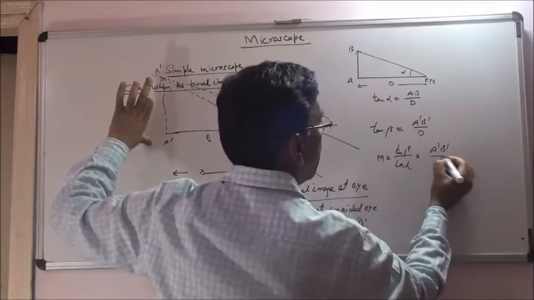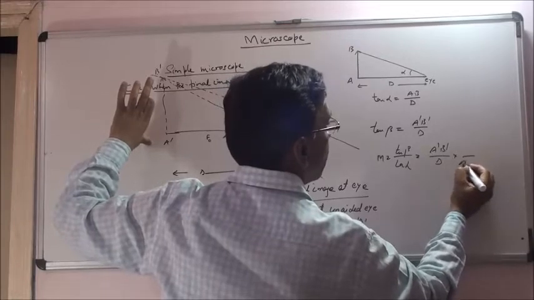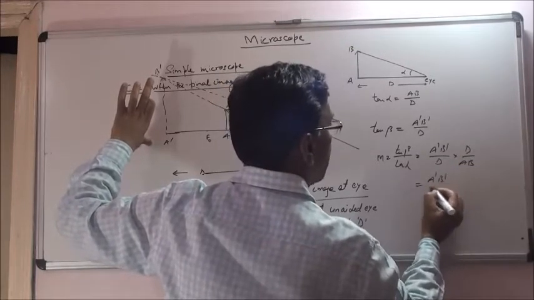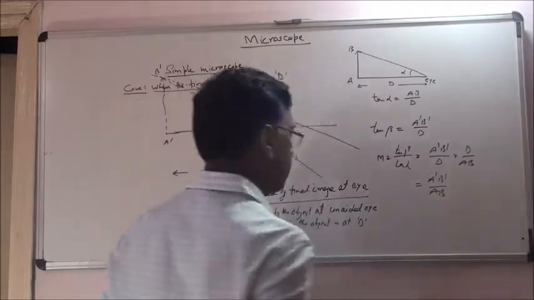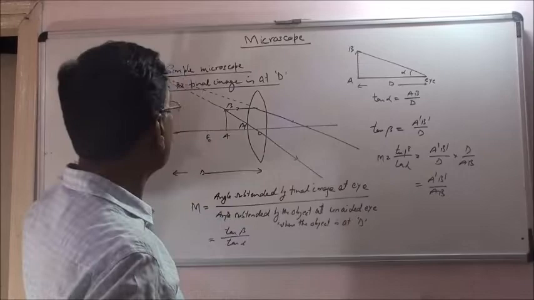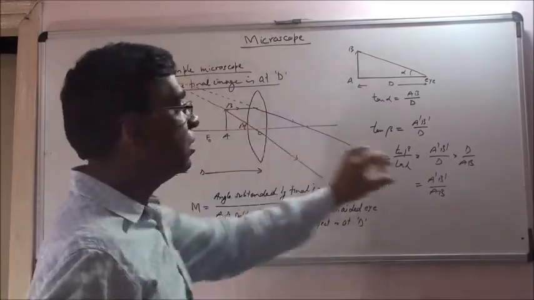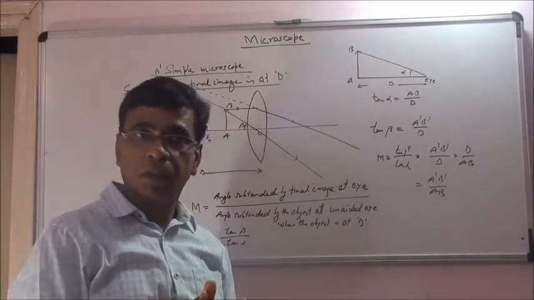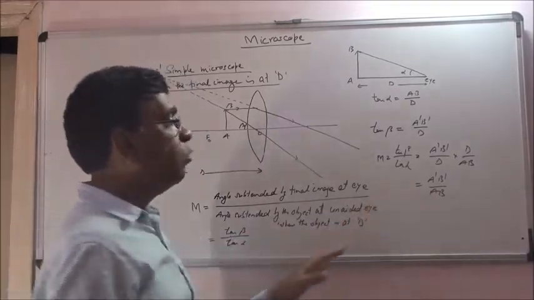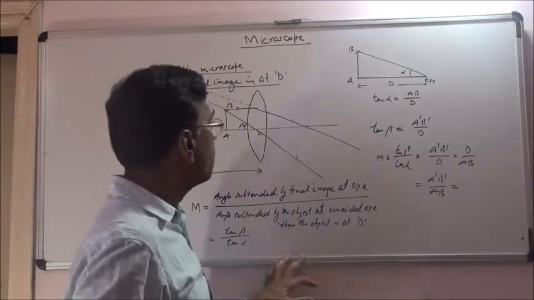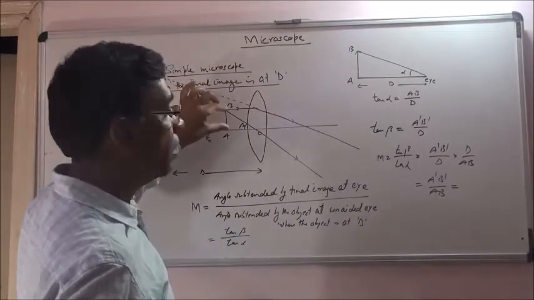So A dash B dash upon D, AB by D, so it is A dash B dash upon AB. No new result actually. A dash B dash is the height of the image, AB is the height of the object. This is the magnifying power that we have done even in case of lenses. And what this ratio is, A dash B dash upon AB.